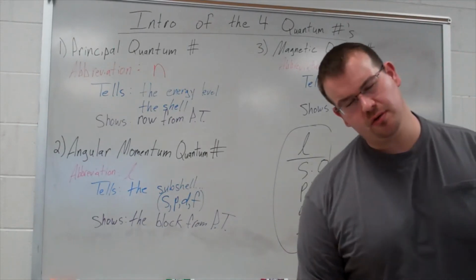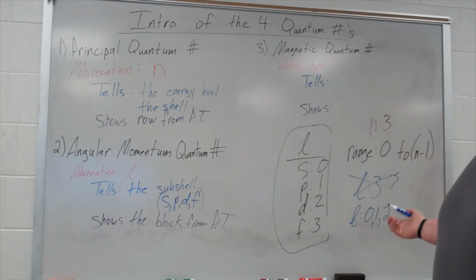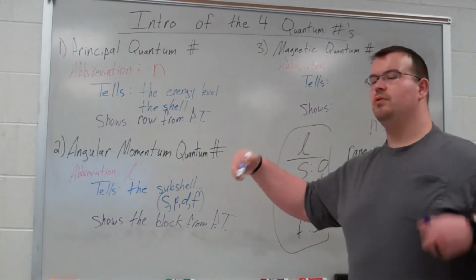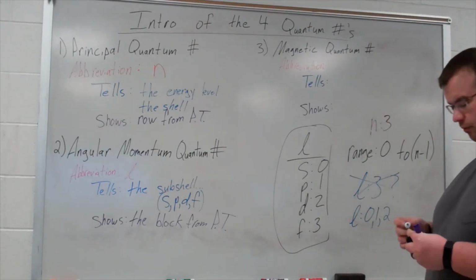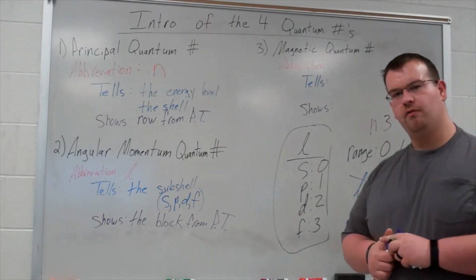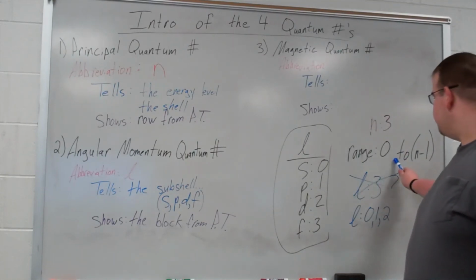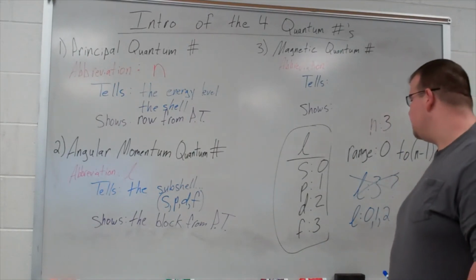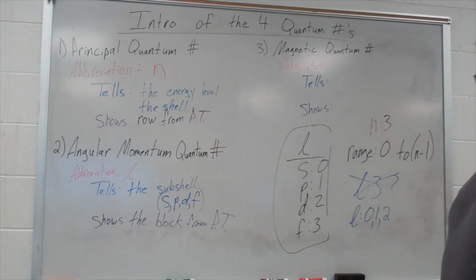This one also is a whole number. The reason L is a whole number is because it's based off n, which was a whole number. So it must also be a whole number, and you will find out all of them except for the spin quantum number are whole numbers. So this is your range. This is what you're looking at, okay? Determining if things can exist or not.